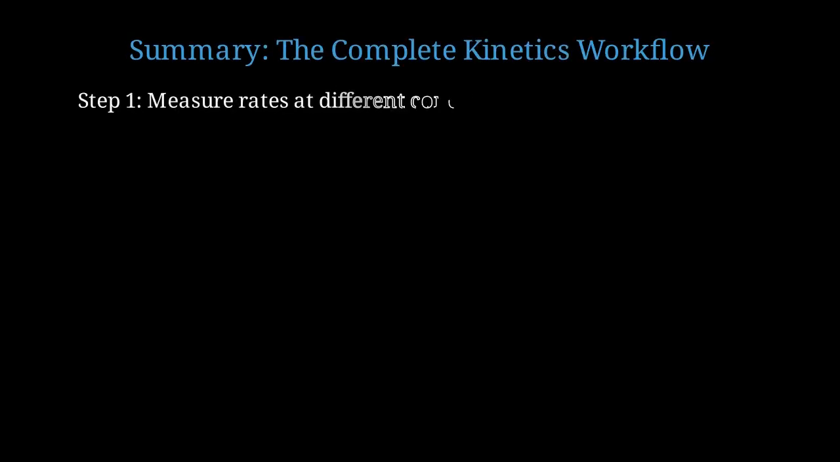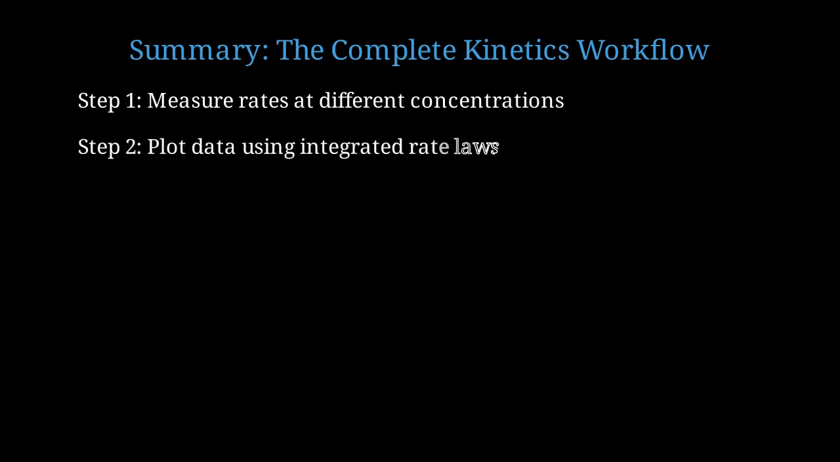Let me summarize the complete workflow for determining rate laws experimentally. Step 1. Perform experiments varying initial concentrations systematically, using the initial rates method to determine orders. Step 2. Monitor concentration versus time and use integrated rate law plots to confirm the order and calculate the rate constant. Step 3. Repeat measurements at several temperatures to obtain rate constants as a function of temperature.